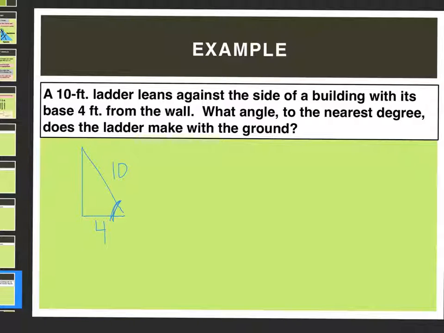Now if we label this triangle, my H, you guys already said, is the 10. What's the 4? Adjacent. So this last side here is the opposite. Now we've kind of run into a problem here, because at this point we've only been using tangent, and we don't have the O.